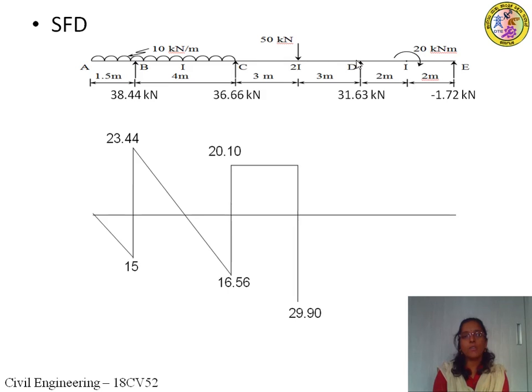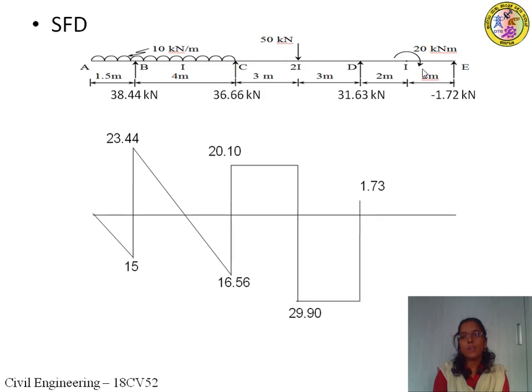Next, shear force to the left of D. From right of F to left of D, since there is no loading, shear force will be constant. Next, shear force to the right of D, we have an upward force. Therefore, minus 29.9 plus 31.63, that will be equal to plus 1.73.